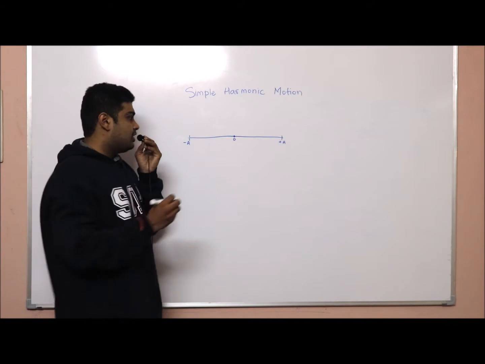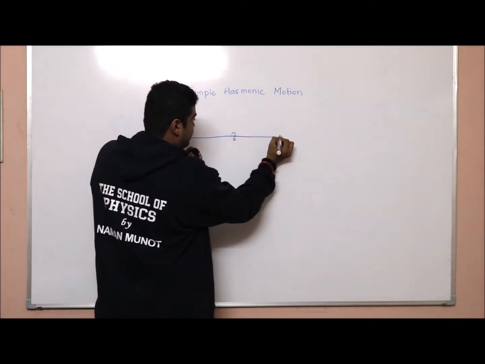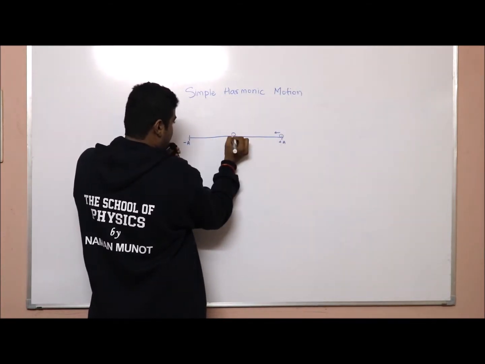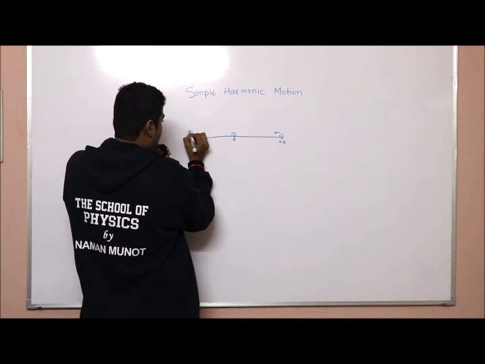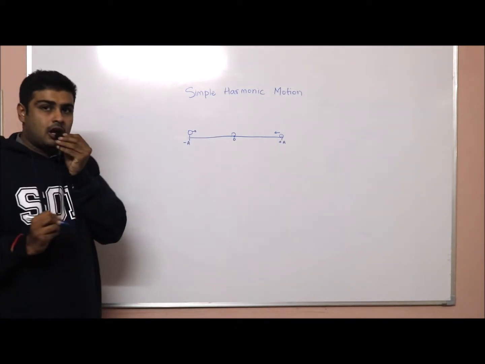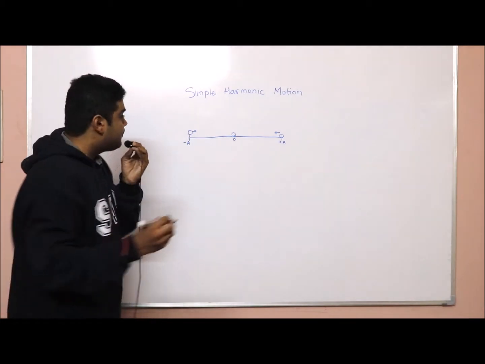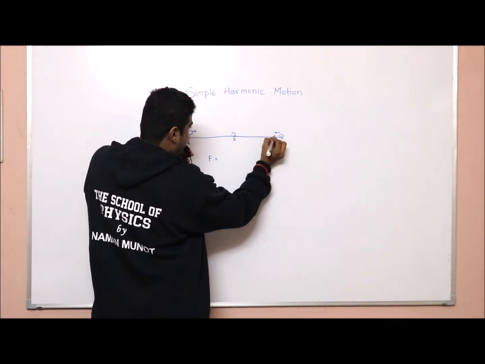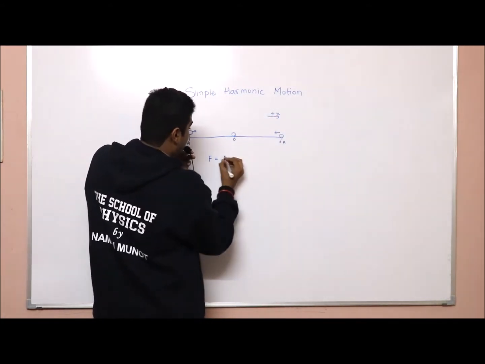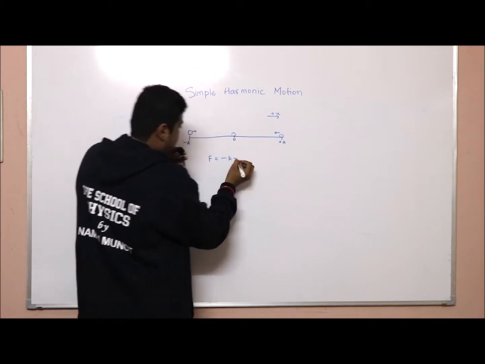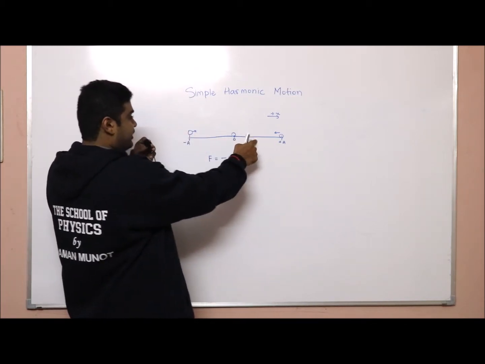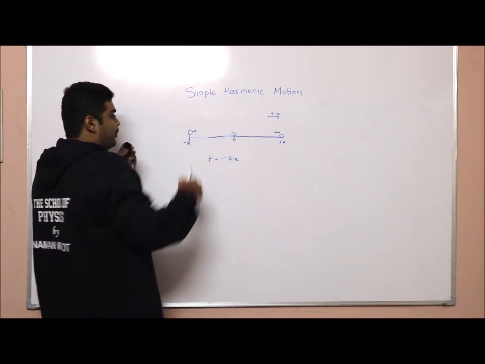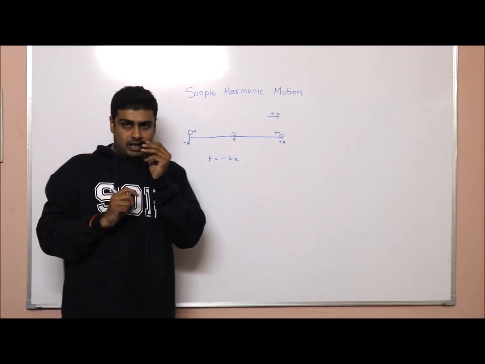Why is the object moving like this? At some position it is here, then it is pulled back, and then it goes to the other side and is pulled back again, because a force of a particular nature is acting on it. Suppose this is the x-axis, with positive x this way. This force is characterized by negative kx. So if x is positive, the force acts in the negative direction, and if x is negative, the force acts in the positive direction. This is what SHM looks like.